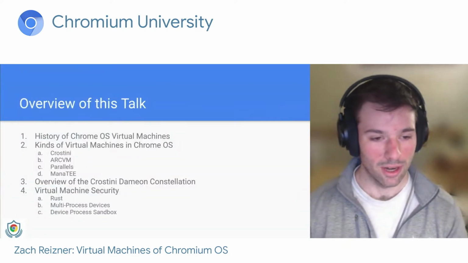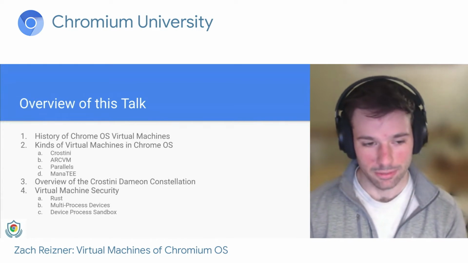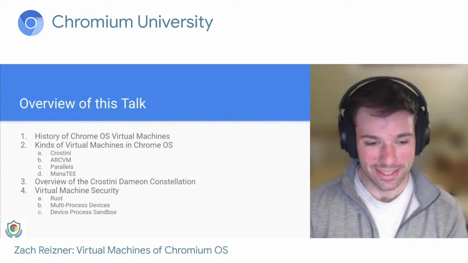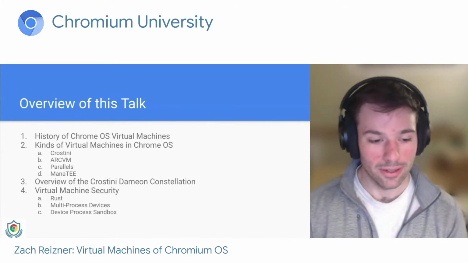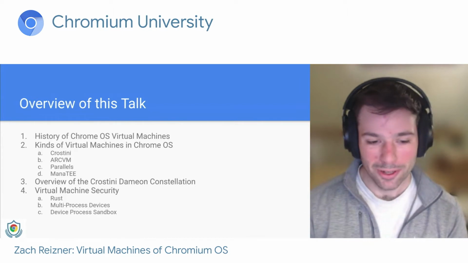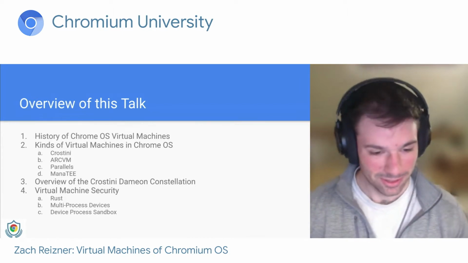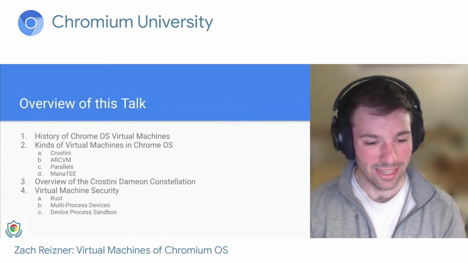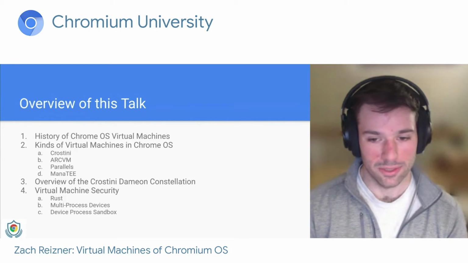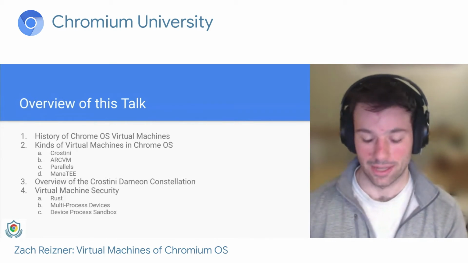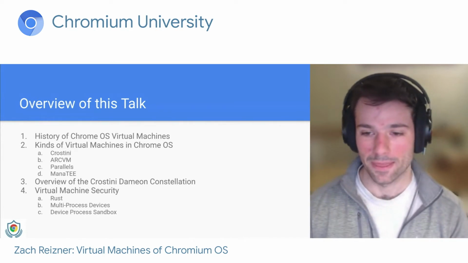So just to start with a quick overview of what we'll be covering, I want to talk about the history of Chrome OS virtual machines and the various kinds that there are. We'll be talking about 4 different kinds today. I'll also be talking about the so-called Crostini daemon constellation, which you'll discover what that means shortly, as well as the security of the virtual machines, which is definitely a theme of all of the virtual machines on Chrome OS. We have a big focus on security.